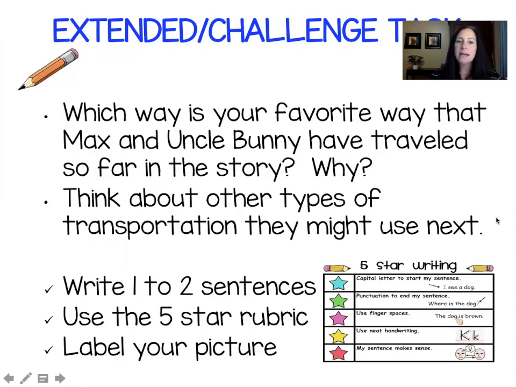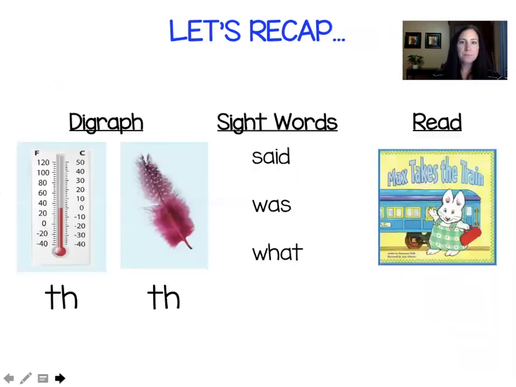And then think about other types of transportation that they might use next, they being Uncle Bunny and Max in our story. Make sure to write 1 or 2 sentences, use the 5-star rubric, and label your picture. So let's review what we've practiced today. During our care lesson, we practiced our consonant digraph, TH, and it can stand for 2 different sounds. The first sound being an unvoiced sound, like thermometer. TH can also stand for the voiced sound, like feather.